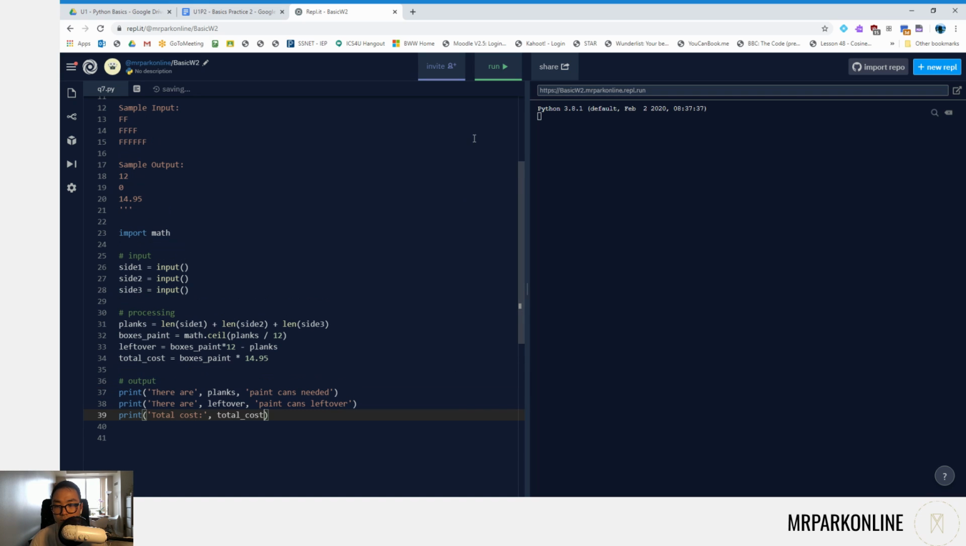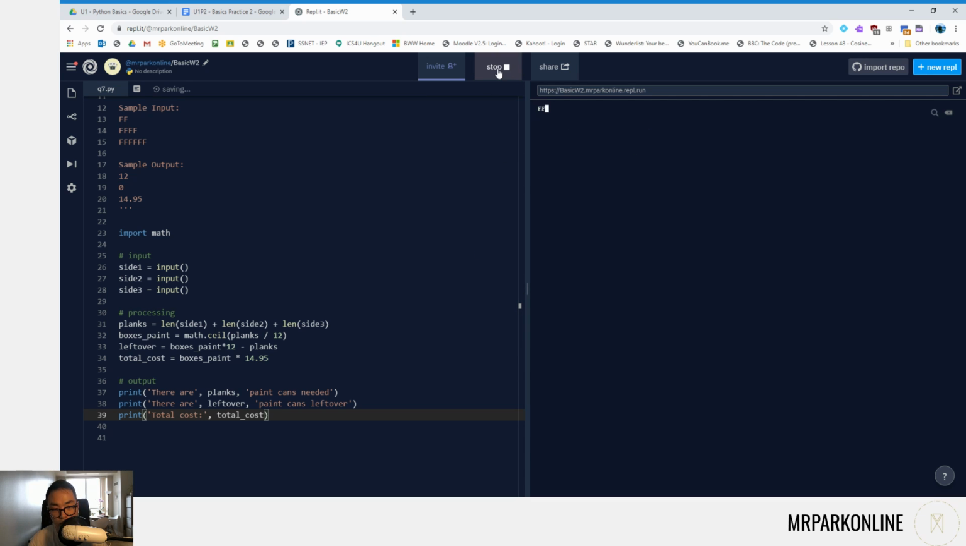Let's try this program out. So if I had 2 there, 4 there, 6 there, there are 12 paint cans needed, there are 0 paint cans left over, and the total cost was $14.95.